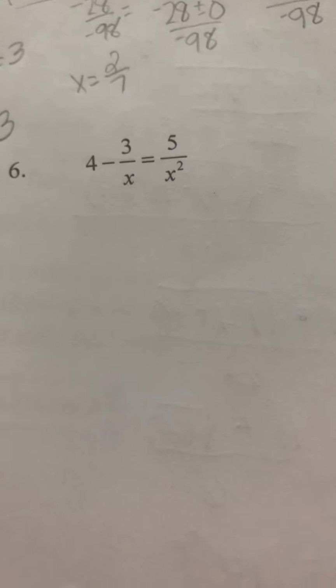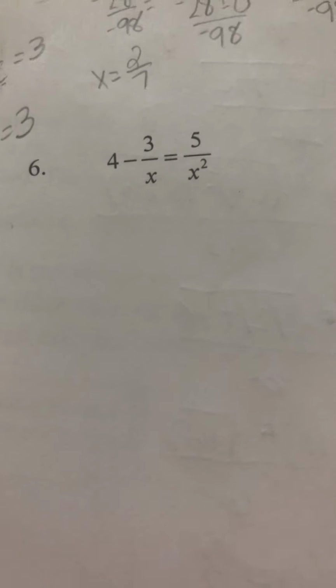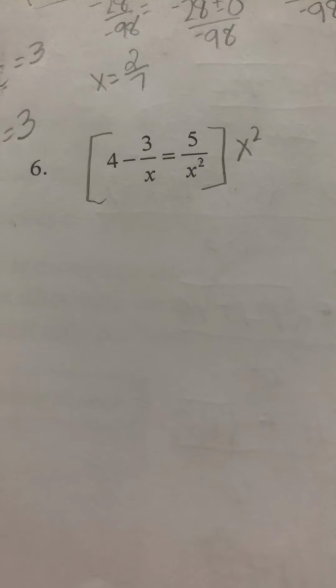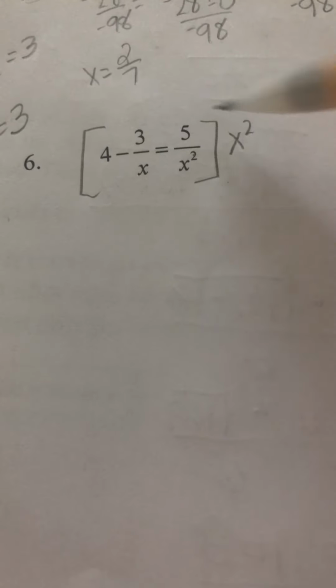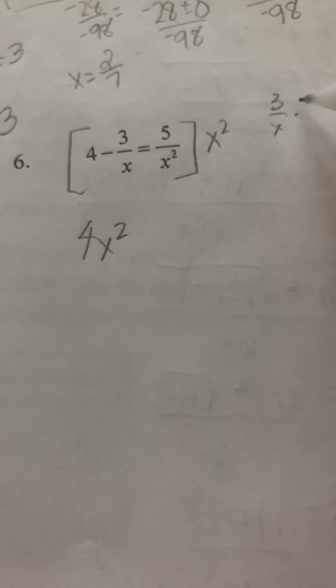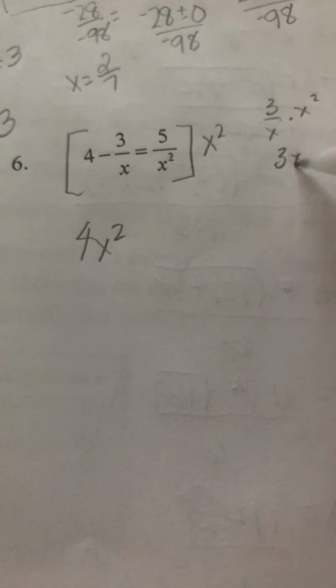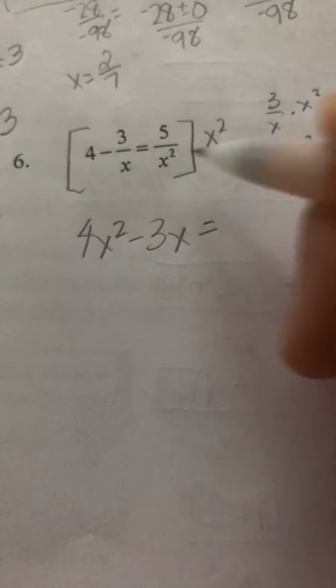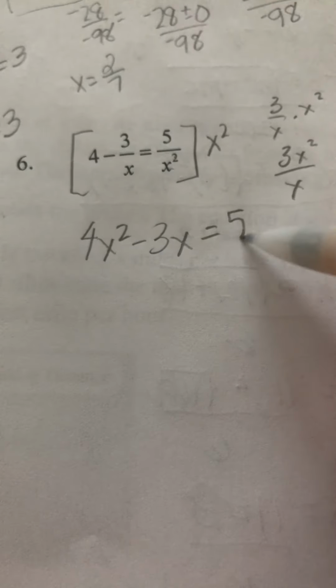All right, last one, straight up formula. So what you're going to do here is you need to clear out all the fractions first. So you're going to multiply through by the least common multiple of the denominators, which is x squared. Okay, every single thing has to get multiplied by x squared. So this is going to be 4x squared. When you do 3 over x times x squared, you'll get 3x squared over x, which is 3x. And on the right side, those will cancel each other out, and you have 5.